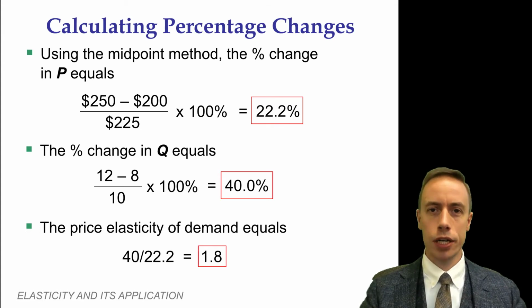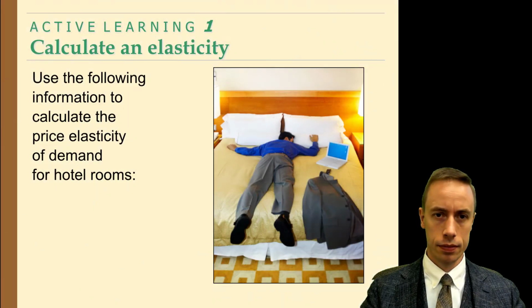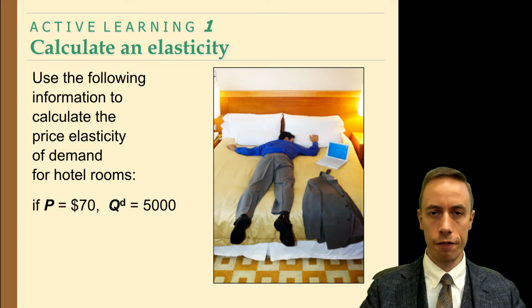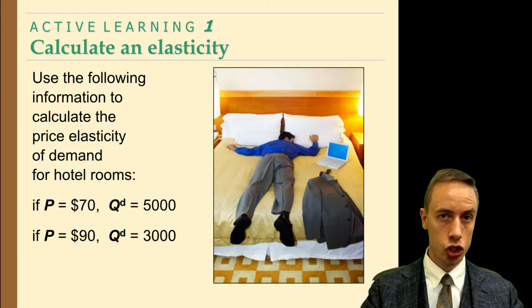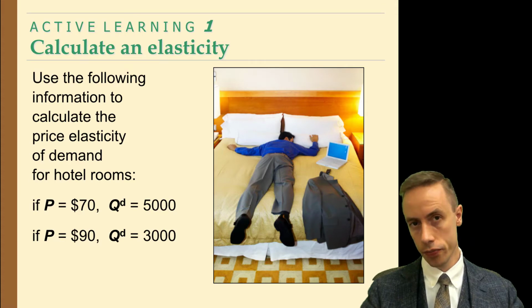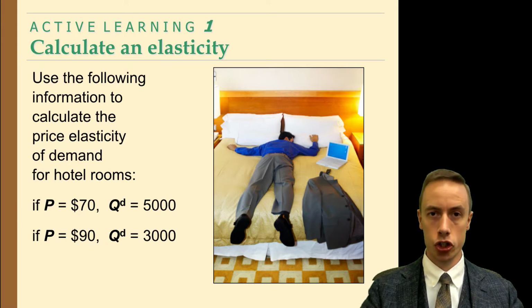Let's say you're managing a hotel. Now, you know about this hotel that if you charge $70 a night, you'll have 5,000 bookings for the month. But if you charge $90 a night, you will have 3,000 bookings a month. Based on these numbers, go ahead and calculate the percentage change in the price, the percentage change in the quantity, and armed with those 2 percentage changes, calculate the elasticity. Go ahead and pause the video and then continue once you've got your numbers.